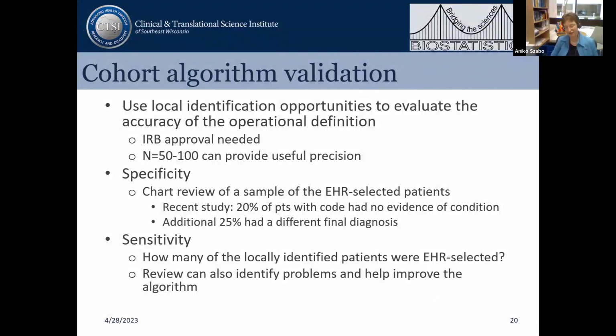And so that's why another way to find ways to identify patients is to look at people who try to develop algorithms and validate them.